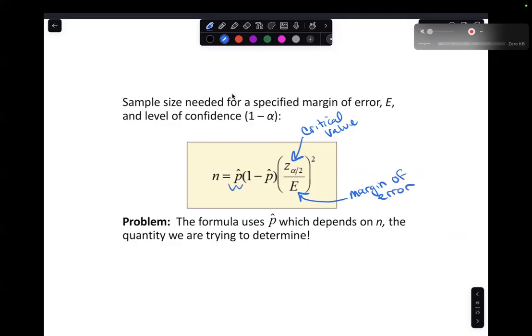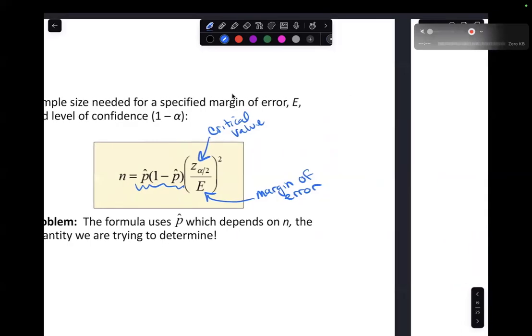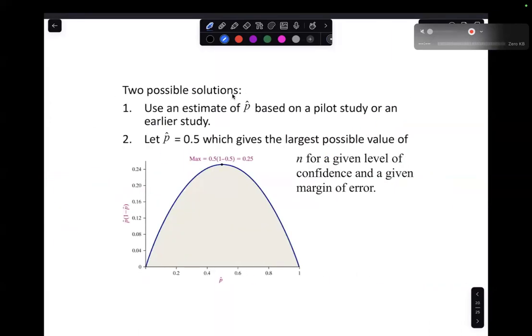And this is what we need to figure out. How do we get a p hat that we can use so that I can figure out how large my sample size needs to be? I have 2 different ways to do that, and I'm going to show you in a second. All right, 2 different ways that we can do that.